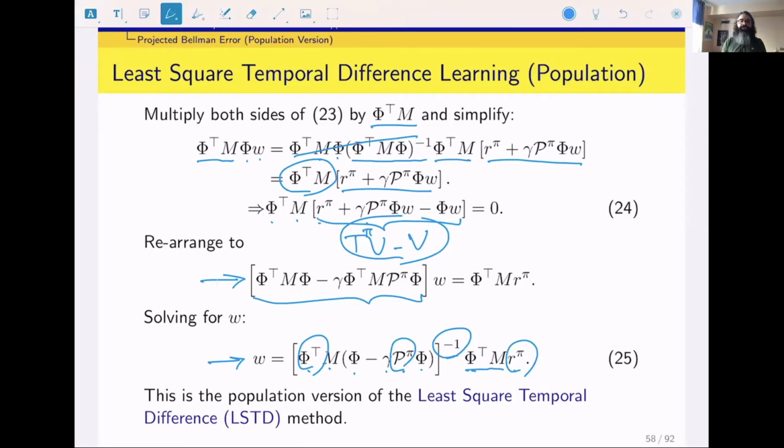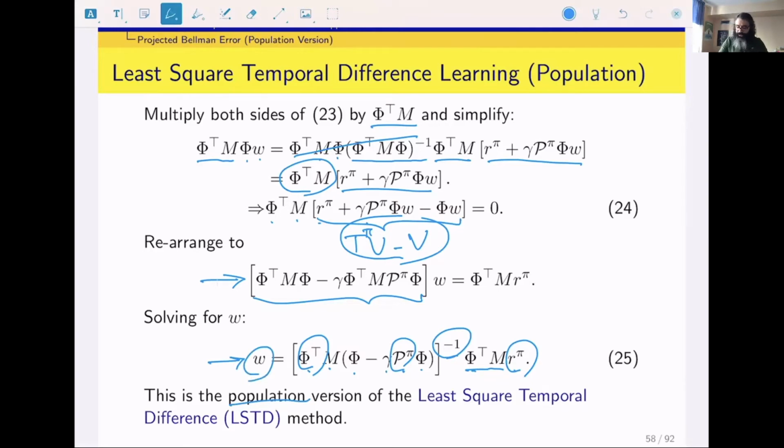Maybe I should say that LSTD usually refers to the case that we have data, where we estimate something like this only based on data instead of having this matrix P and everything. So it's the data-based version of it, but I use LSTD for this population-based version. And we will see how we can convert this to a method that uses data points or samples in order to estimate this w.